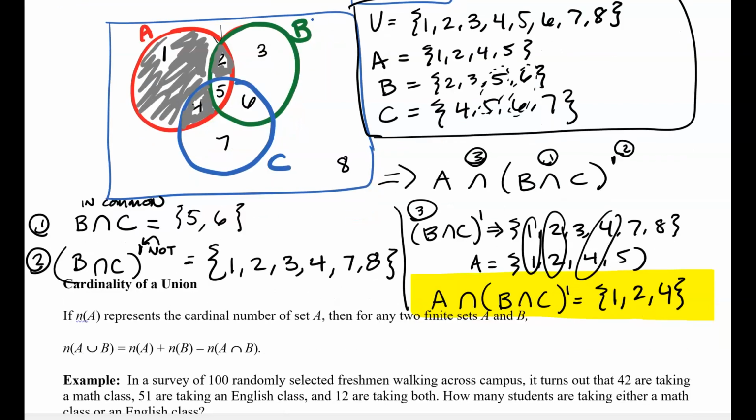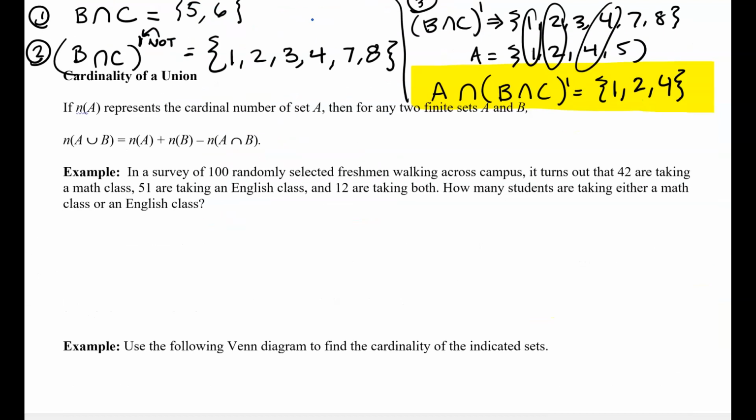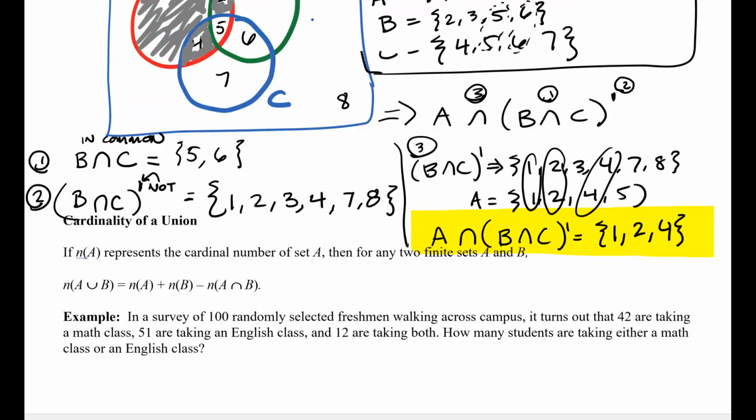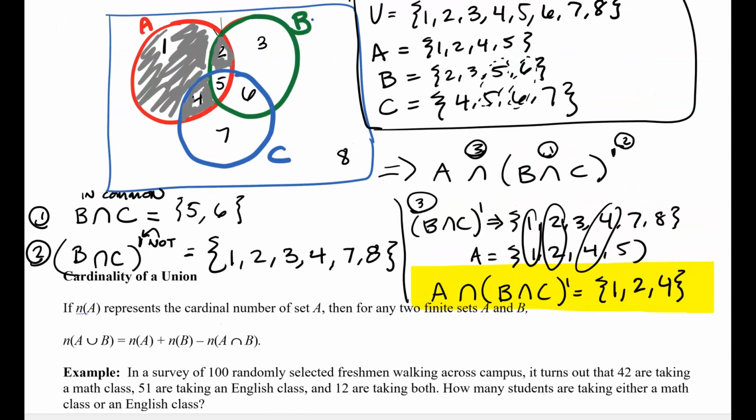So the next part is called cardinality of a union. We talked about cardinality in Module 4. Cardinality just means the number of elements in a certain set. So for instance, if I said up here, what is the cardinality of B? I would say it's 4 because there are 1, 2, 3, 4 numbers in B.